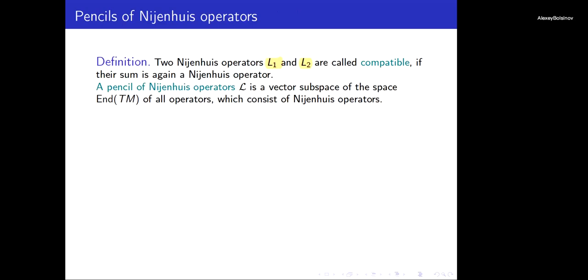And therefore we can construct a two-dimensional vector space generated by L1 and L2, and this vector space will consist of Nijenhuis operators. If we have not two but, for instance, three Nijenhuis operators, pairwise compatible to each other, then we can construct a Nijenhuis pencil, also generated by all of them, so it will be three-dimensional. In general, a pencil of Nijenhuis operators is just a vector space in the space of all operators on our manifold which consists of Nijenhuis operators. That is a very strong condition.